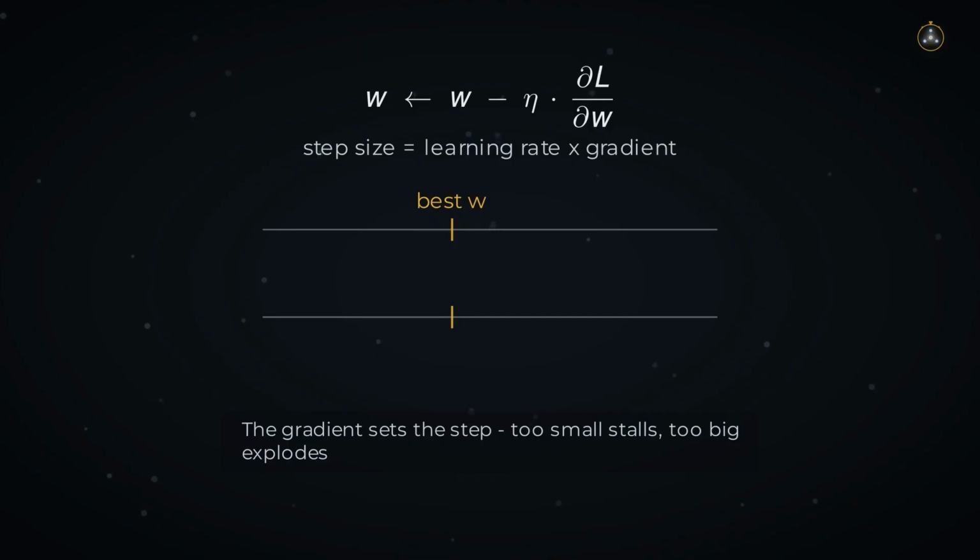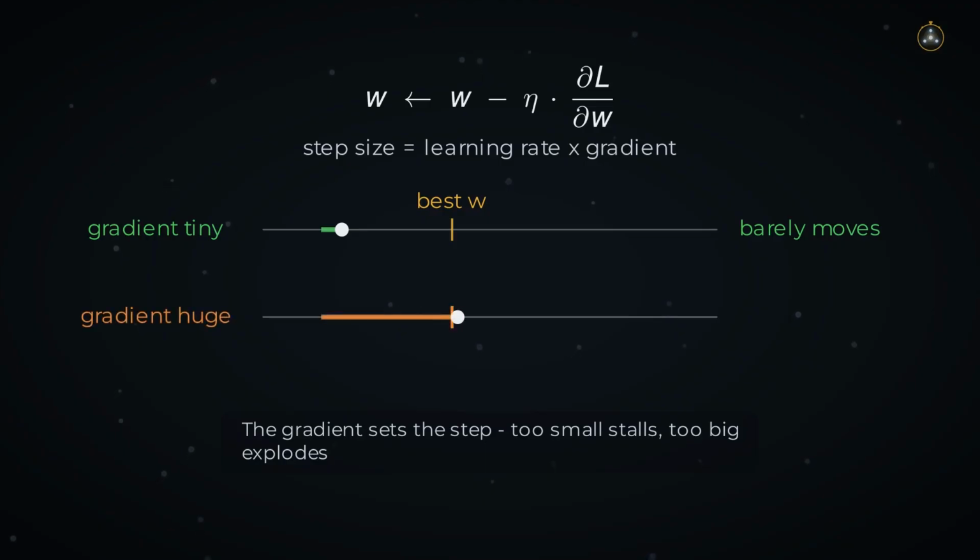Every weight moves by one rule. The new weight is the old weight, minus a small learning rate times its gradient. Watch the top track. A tiny gradient barely nudges the weight toward its best value. The bottom track. A giant gradient hurls it far past. Too small and learning stalls. Too big, and it blows up.